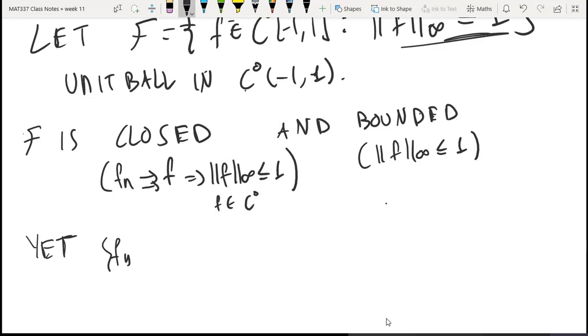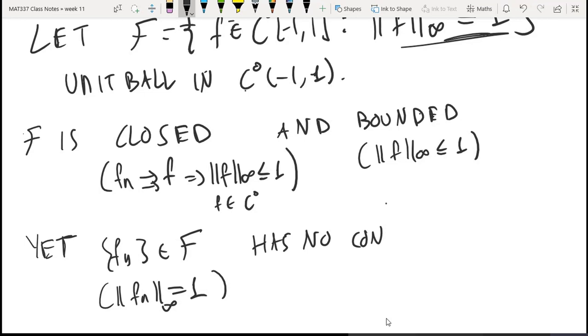Fn is a sequence within this family because its norm is less than 1. It's actually equal to 1. It's sup norm. It has no convergent subsequence.